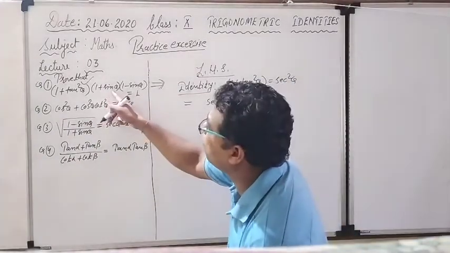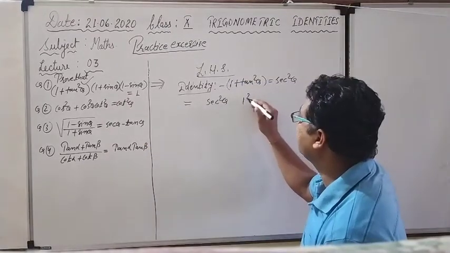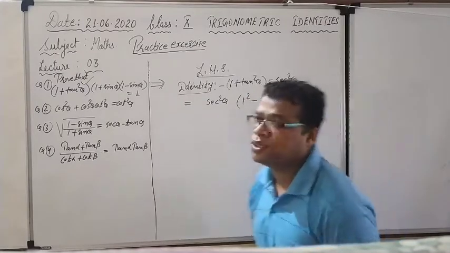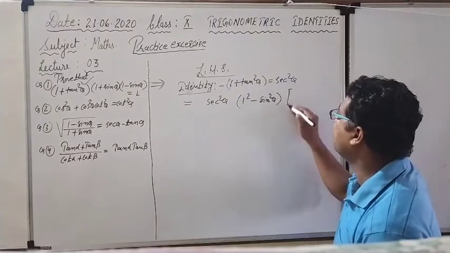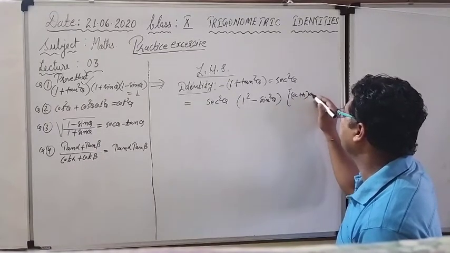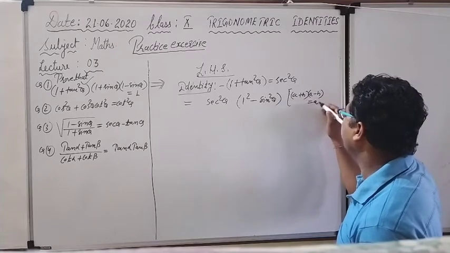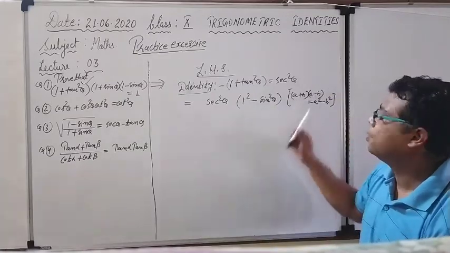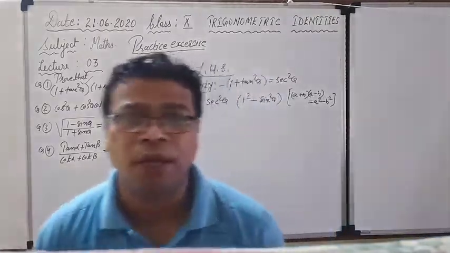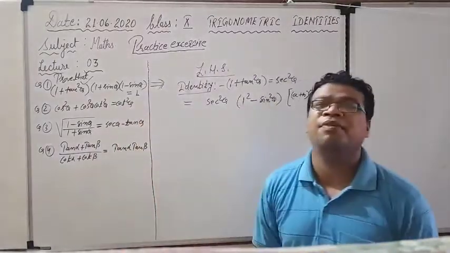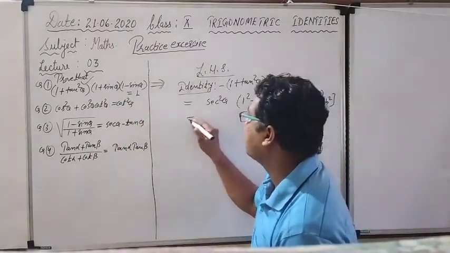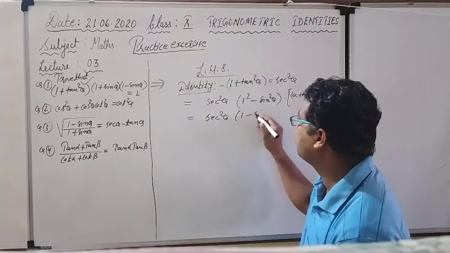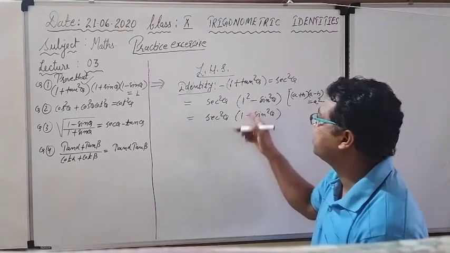Right now see this 1 plus sin theta and 1 minus sin theta. It could be written as 1 square minus sin square theta. How can I write it down? Because (a plus b)(a minus b) is equal to a square minus b square. That is our basic algebraic identity. Same like that, (1 plus sin theta)(1 minus sin theta) gives me 1 square minus sin square theta. Next, sec square theta stays the same. And this 1 square is nothing, it is 1 minus sin square theta, because 1 square is equal to 1.